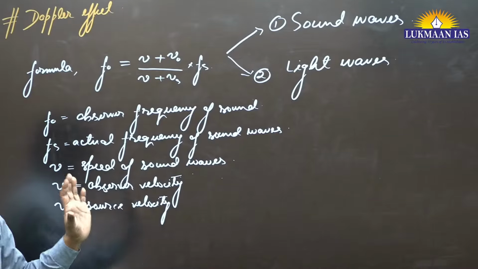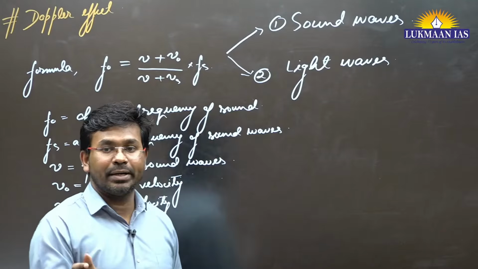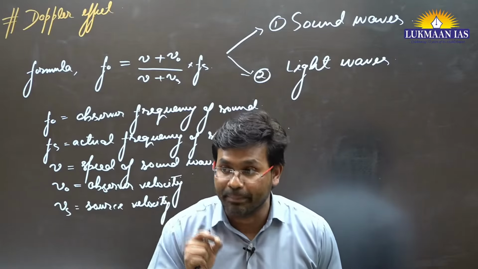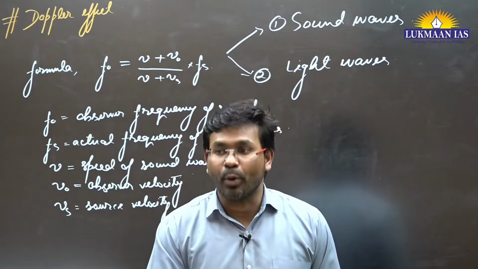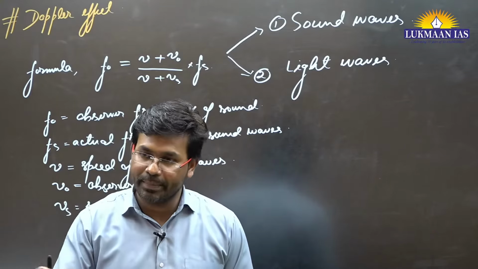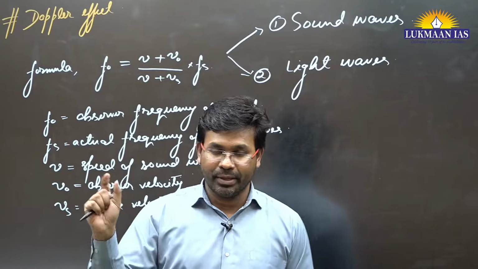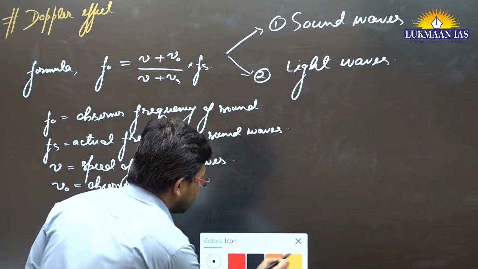Having understood this, the definition that you have written says that whenever there is a relative motion between an observer and a source of the wave, the source of the wave can be a source of sound wave or a source of light wave. Let's understand this part.